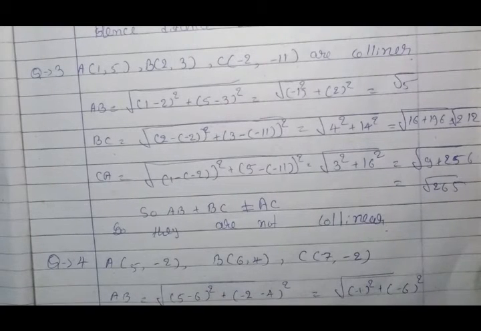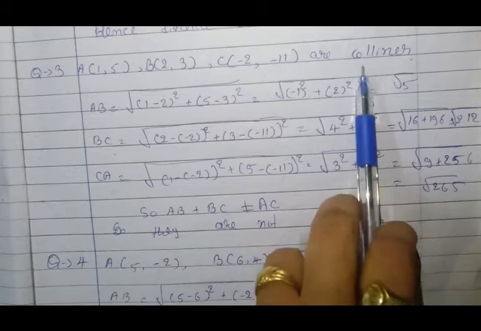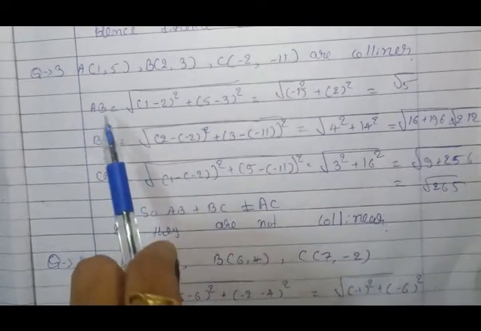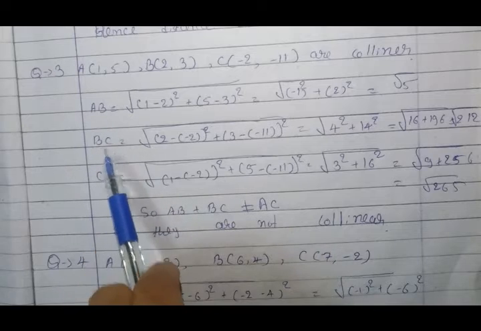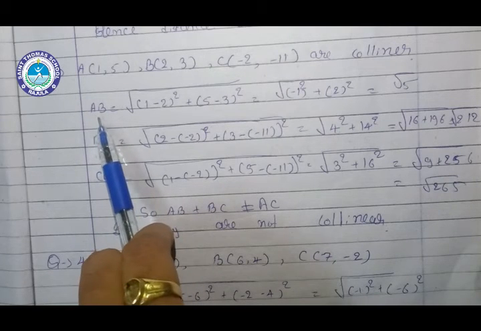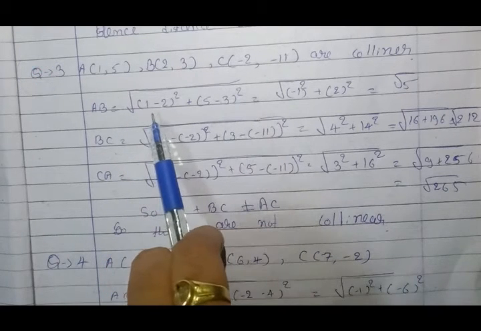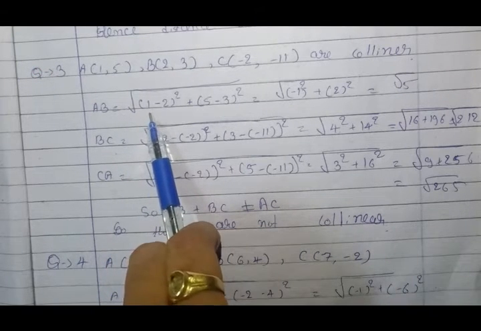Now question number 3. Determine if the points A (1, 5), B (2, 3) and C (minus 2, minus 11) are collinear. First we understand what the meaning of collinear is. Collinear means the points lie on only one line. So first we find the distance between AB, then BC and CA. So what is the formula, the distance formula? Root of (x1 minus x2) whole square plus (y1 minus y2) whole square.